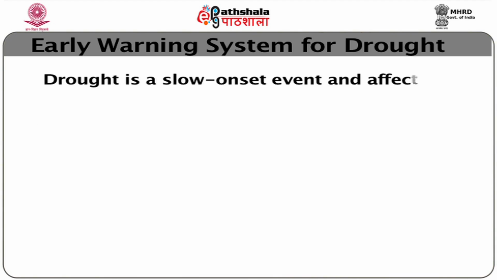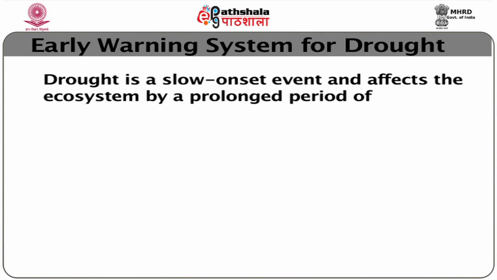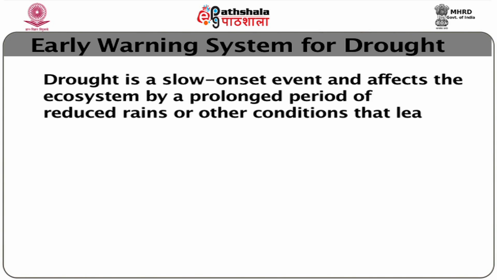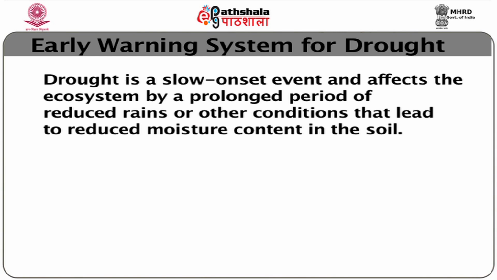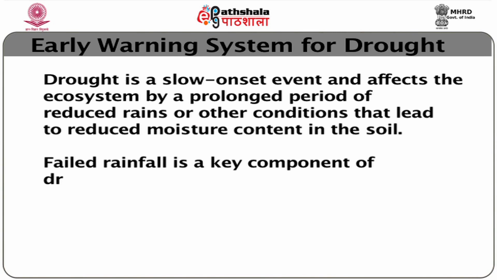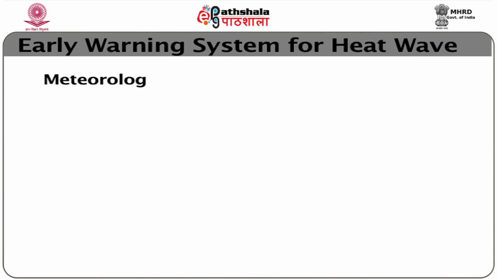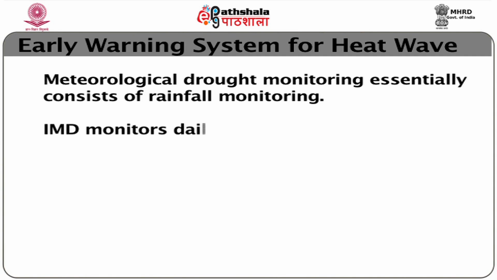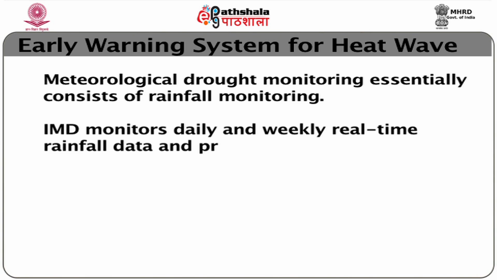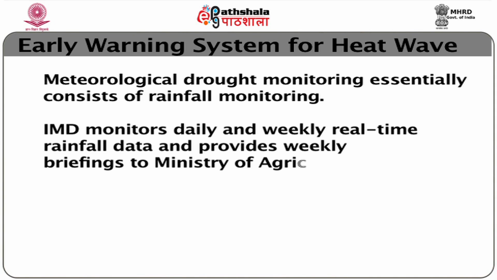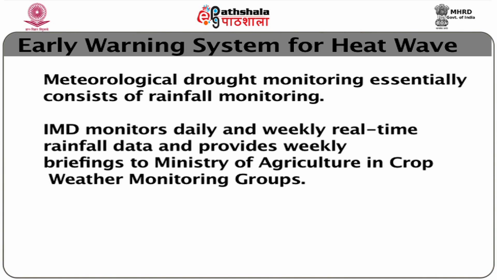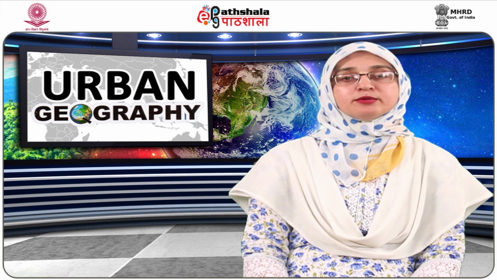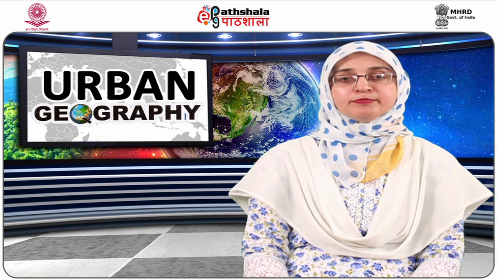Drought is a slow onset event and affects the ecosystem by a prolonged period of reduced rains or other conditions that lead to reduced moisture content in the soil. Failed rainfall is a key component of drought conditions. Meteorological drought monitoring essentially consists of rainfall monitoring. IMD monitors daily and weekly real-time rainfall data and provides weekly briefings to the Ministry of Agriculture in crop weather monitoring groups. Rainfall is monitored by a district-wise rainfall monitoring scheme.